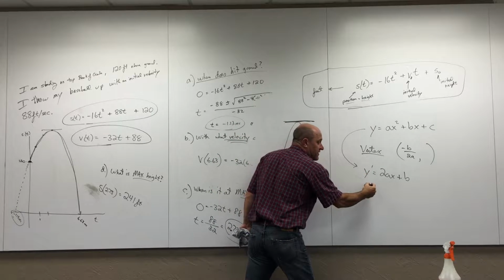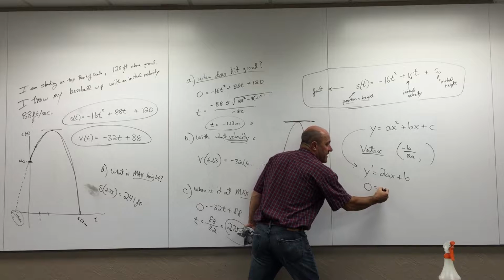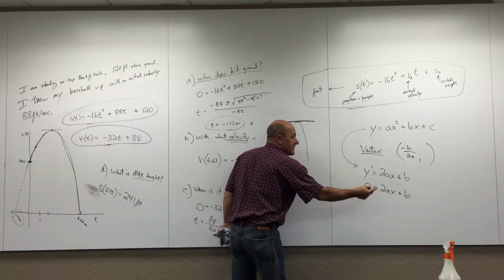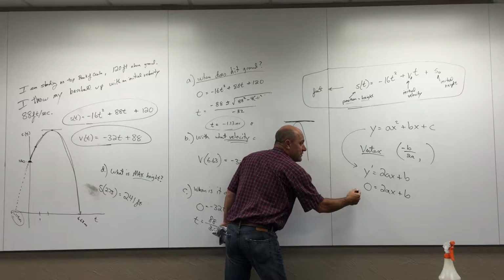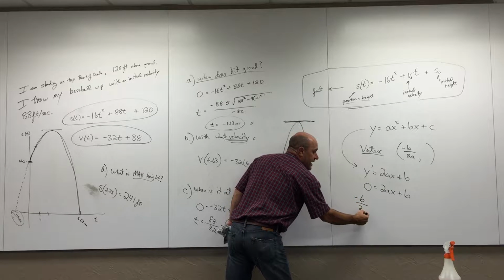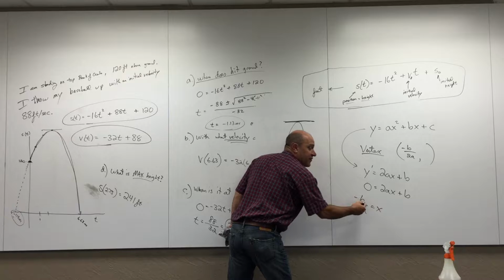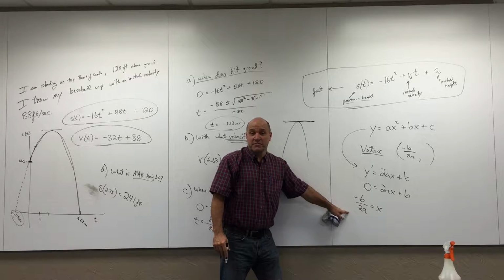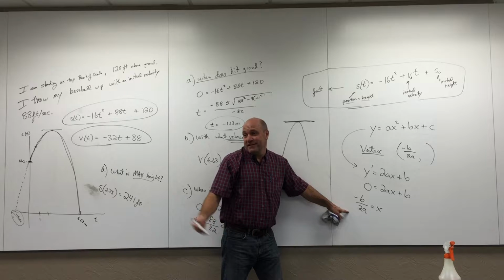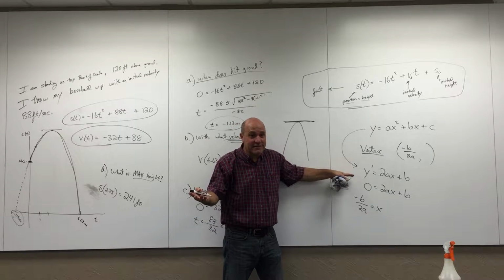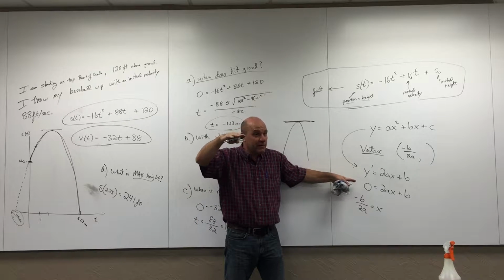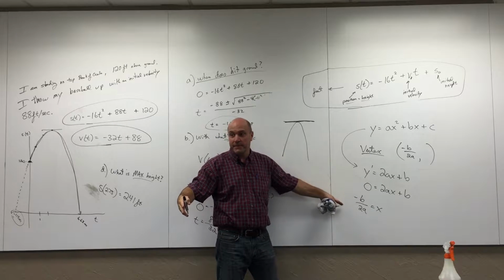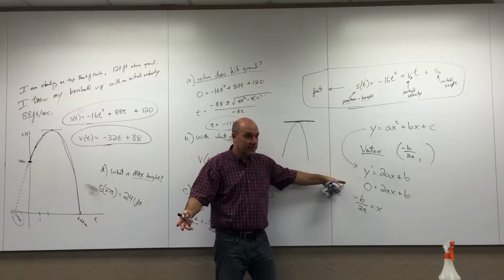Watch. If the derivative is 0, the slope is 0, can you find what x would be? Negative b over 2a. Move the b over, divide by 2a. The x value of the vertex is negative b over 2a. In algebra, it was a mysterious formula. In calculus, it's perfectly logical. It's when the slope is 0. That's cool.